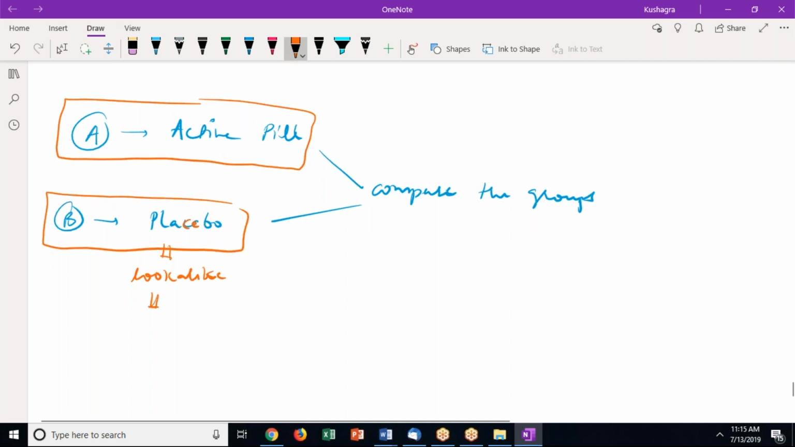Therefore, to avoid that problem of psychology, everybody is given the pill, so everybody feels the same way. And again, psychology is a lurking variable in this case, right? We are trying to control the lurking variable, which is psychology in this case, right?